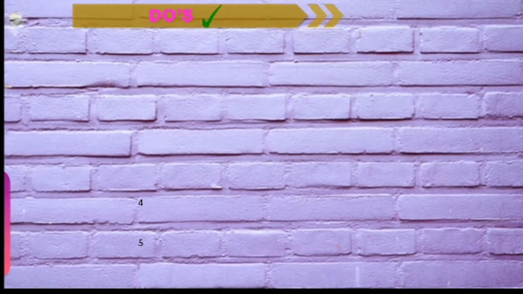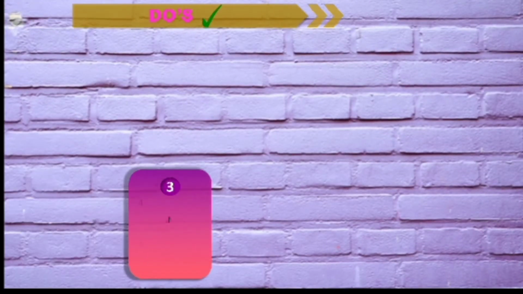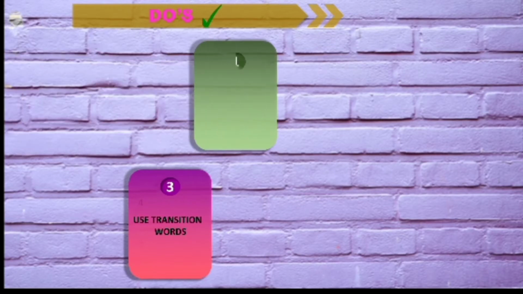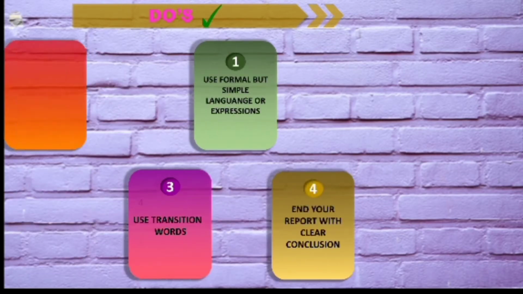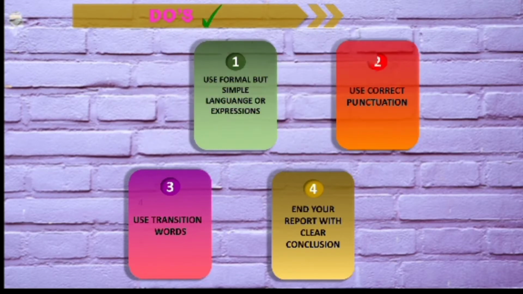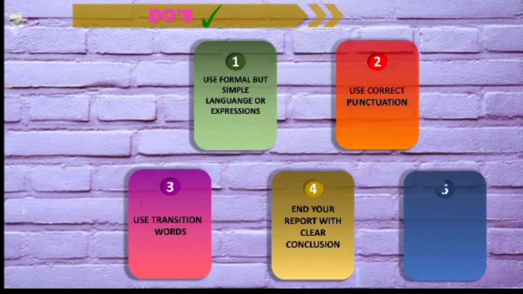Now, there are also things that you can do and things that you cannot do during writing a report. So let's have a look at the do's first, things that you can do. The first one, you need to use formal but simple language or expressions. Second, use the correct punctuation. Third, use transition words. Fourth, end your report with a clear conclusion. And lastly, use a polite tone.